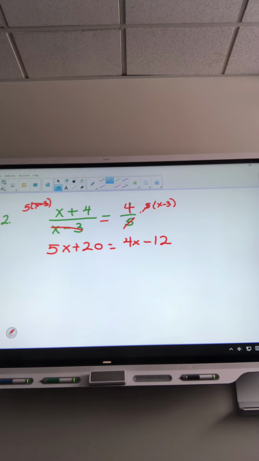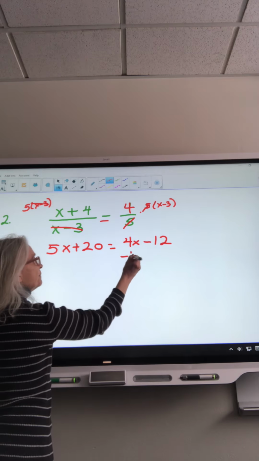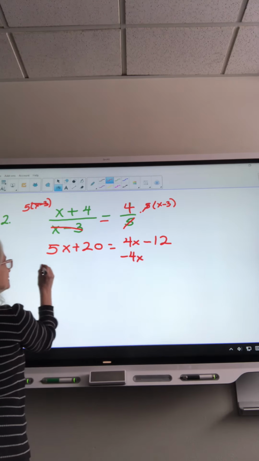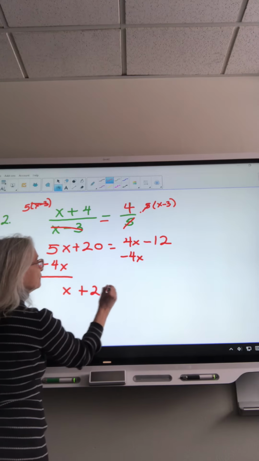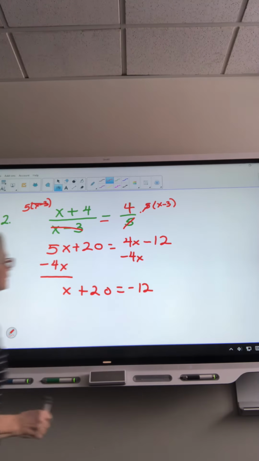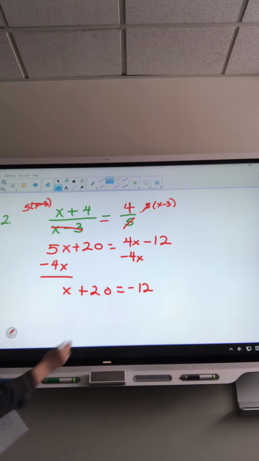Okay, so now it doesn't really matter where we start. I am going to start by taking away the 4x. So we've got now x plus 20 is equal to a negative 12. Then I would take away the 20.